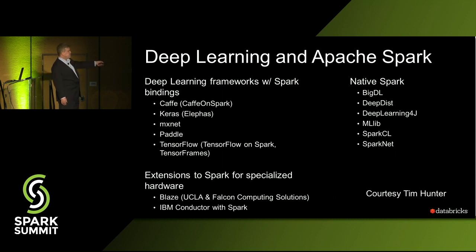And this slide is a courtesy of Tim Hunter from Databricks. And basically, there are 3 approaches that are being used. There's using deep learning frameworks with Spark bindings. So the idea is that you have the data that you want to train on in deep learning in a Spark data frame. And in that Spark data frame, you have a binding to something like TensorFlow or MXNet. But the problem is that's not very efficient because you have the memory in a Spark data frame, and there's a lot of speed lost in the translation in pulling in the data.